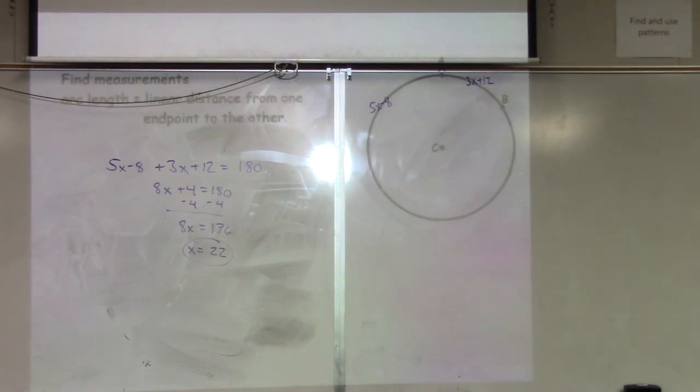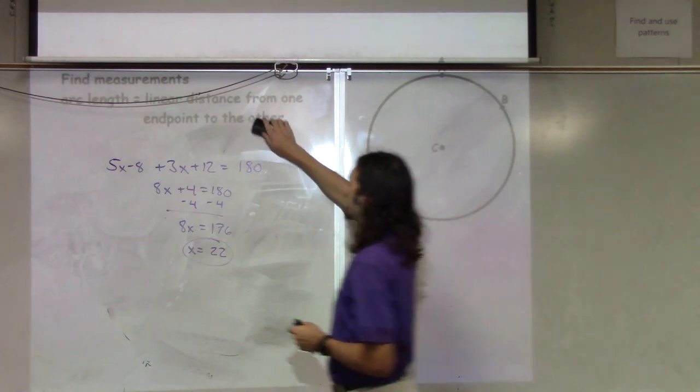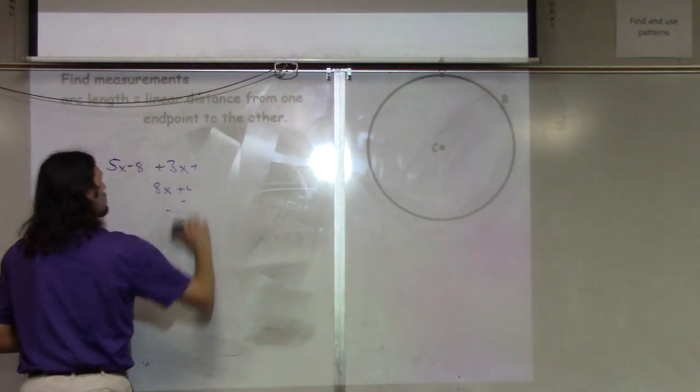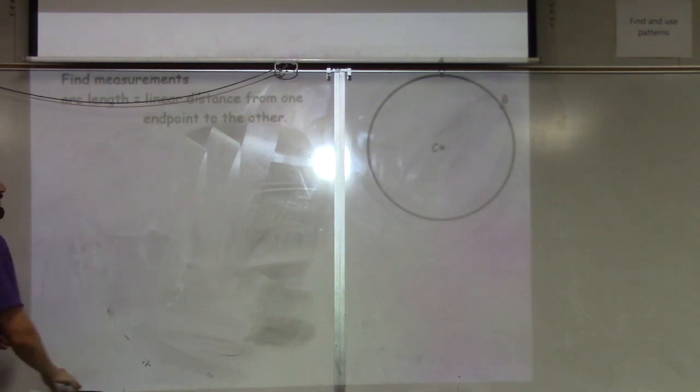We've got one more topic to cover. I'm hoping I can get this part done. We'll see. So the last thing we're going to take a look at is arc length. When we talked about the degree values, that was arc measure. Arc measure is degrees.